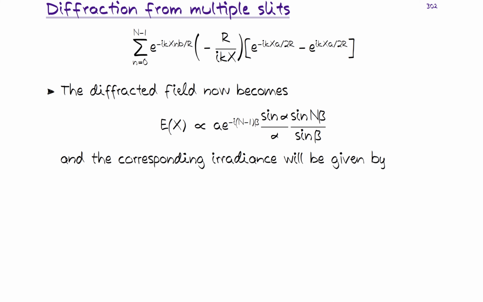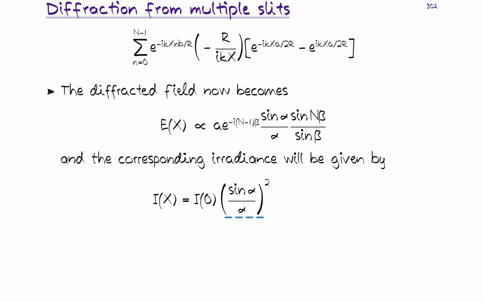And the corresponding irradiance, of course, we can just take the modulo square of this field, and then we get something. So we had the irradiance distribution with respect to the capital X coordinate, normalized to the central location of my diffraction pattern, so I0, where X is 0. And then I have the cardinal sine of alpha term, and this corresponds to the diffraction from a single slit.